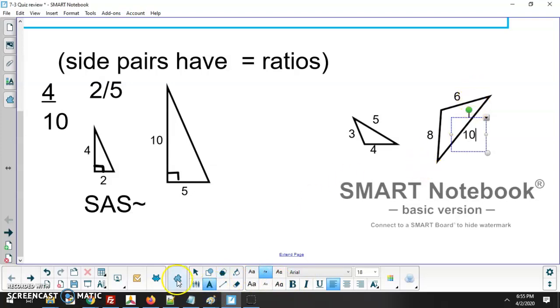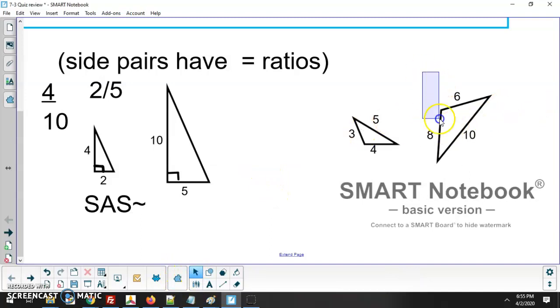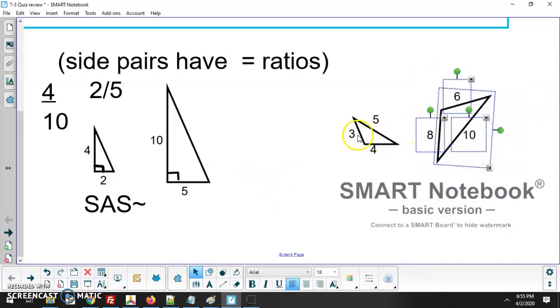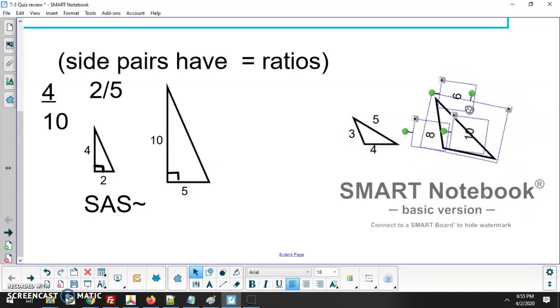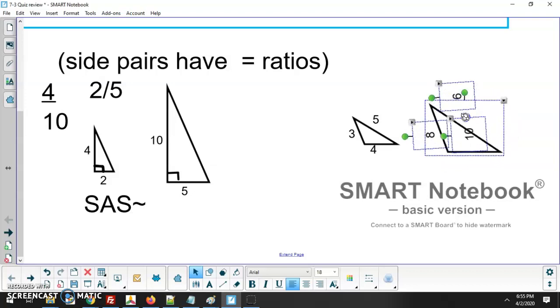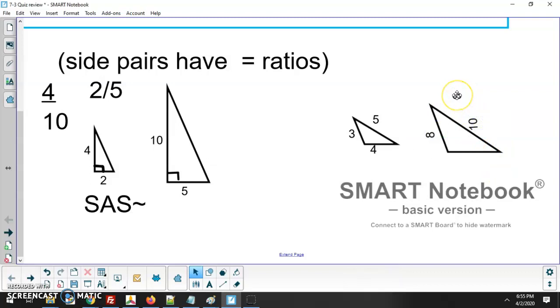To do that, it might be good to redraw this figure so that it's oriented the same way as this one. The cool thing is I could just take this and flip it like that, and then move this here. So the 10 was there, and it got kind of messed up. The 6 was there, and the 8 was there when I flipped it. Anyways, you want to make sure to match up the smallest side with the smallest side, the largest side with the largest side, and the medium one with the medium one.